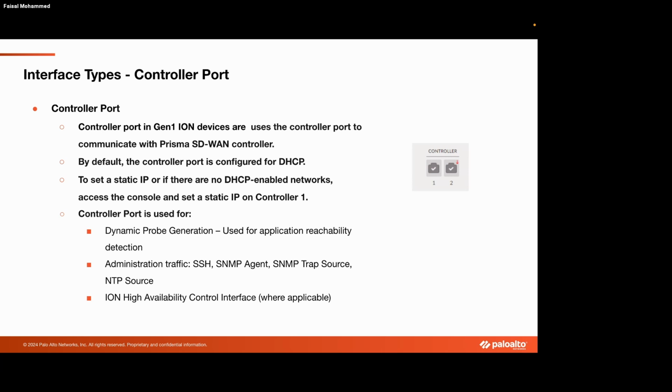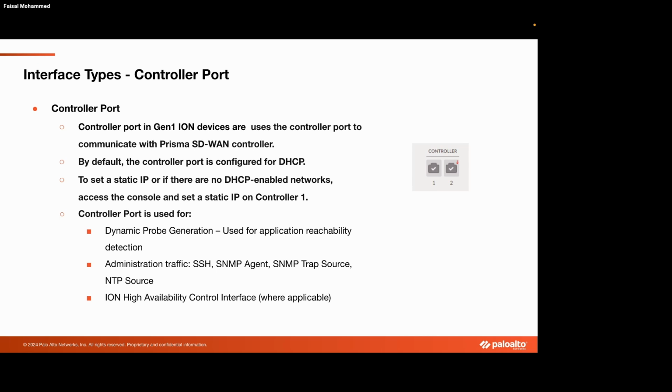This is the default out-of-band port where you can connect the DHCP connection and bring the device online and apply all the configuration. By default, the controller port is DHCP. You can set a static IP. If there is no DHCP-enabled connectivity at the branch, you can access the console and set the static IP. This is the one minimal configuration which is permitted to be applied from the CLI.